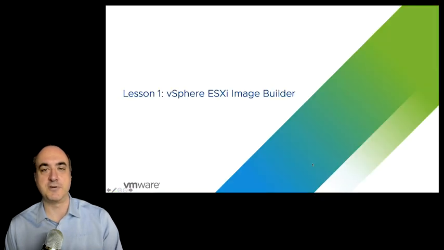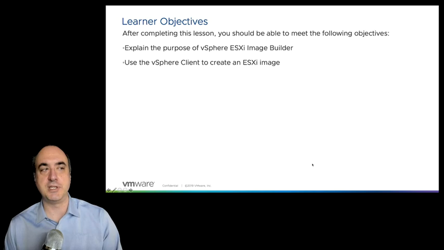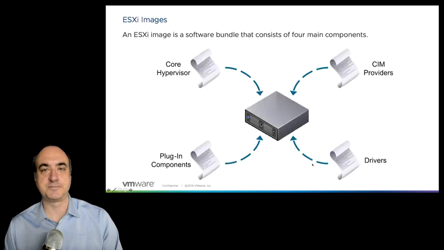So let's take a look at our first lesson, vSphere's ESXi Image Builder. This has been in the vSphere product since the vSphere 5 days, so it's not a new feature, but it's a really powerful way to create and build an ESXi image to be used by Auto Deploy, as well as through other means too. If you ever want to create your own custom ISO image, you can do that with Image Builder too. So we'll take a look at the purpose of Image Builder and how to use the vSphere client to create the ESXi image. So again, what is an ESXi image?